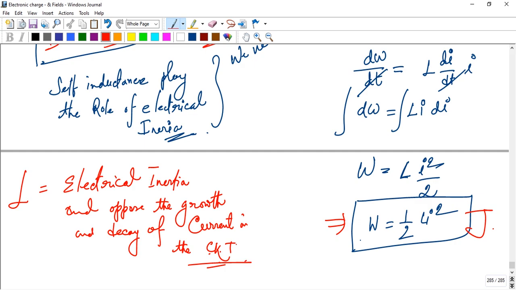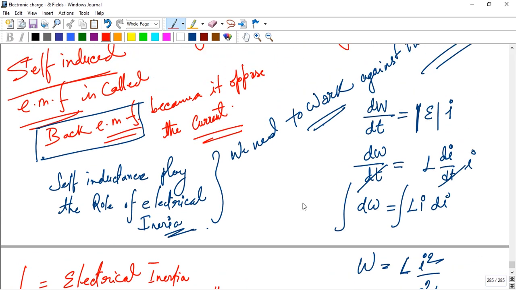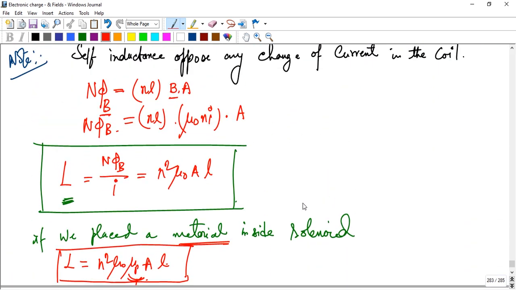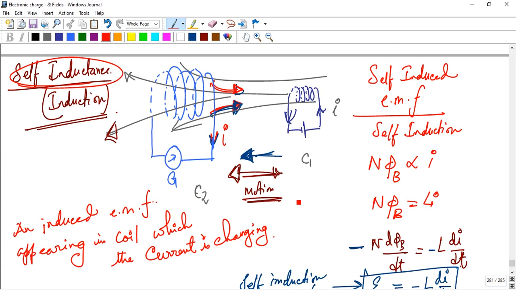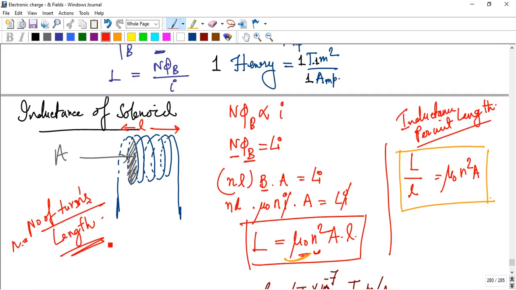Okay, there's the inertia concept, L, self induction. Clear? And there's work done also associated with the energy. This is called the energy of a self inductance. For one coil, a single coil, the energy is half L i squared.